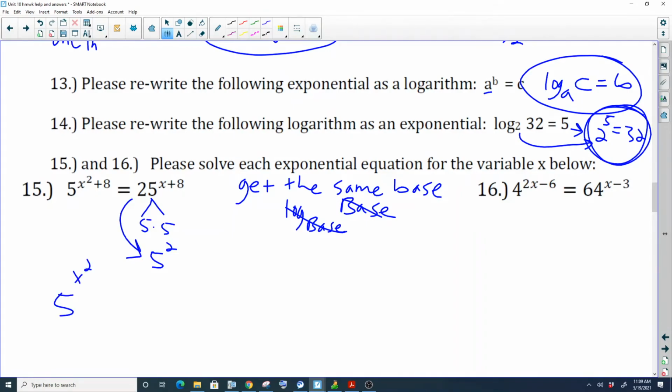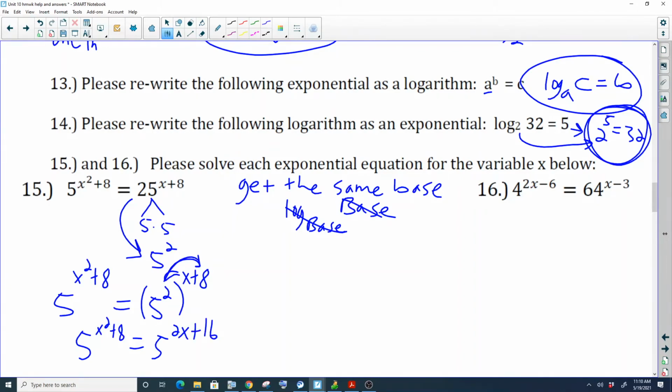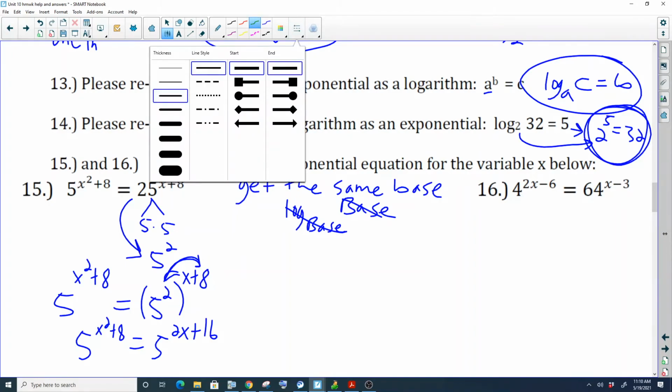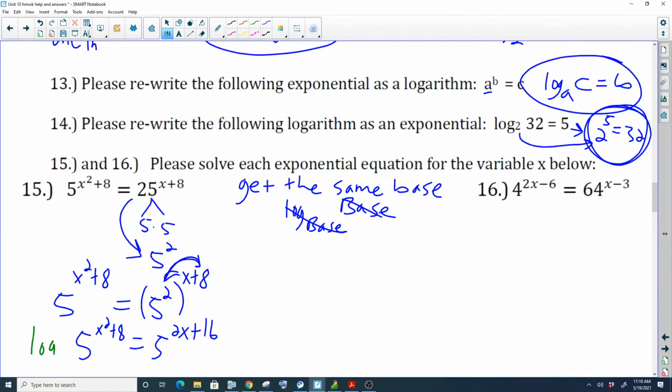So we have 5 to the x squared plus 8 equals, and then 25 becomes 5 squared to the x plus 8. Now don't forget, an exponent to an exponent, we multiply. So we get 5 to the x squared plus 8 equals 5 to the 2x, and then 2 times 8 is 16.